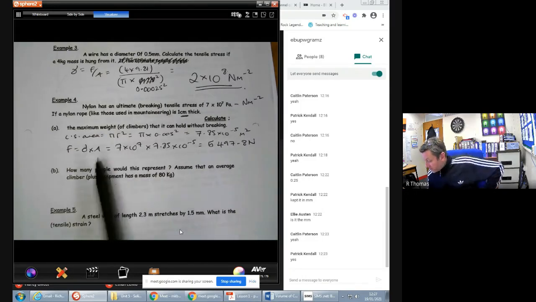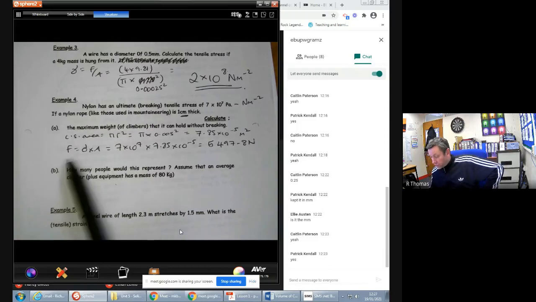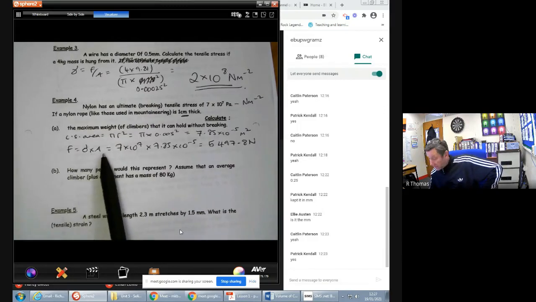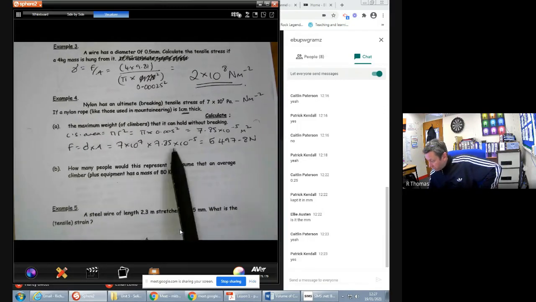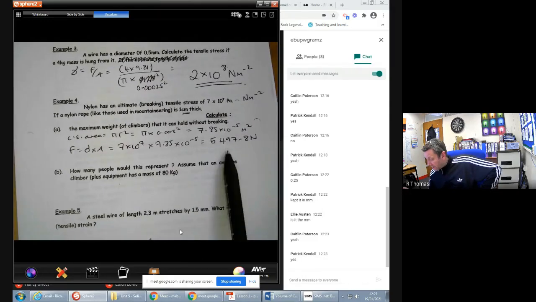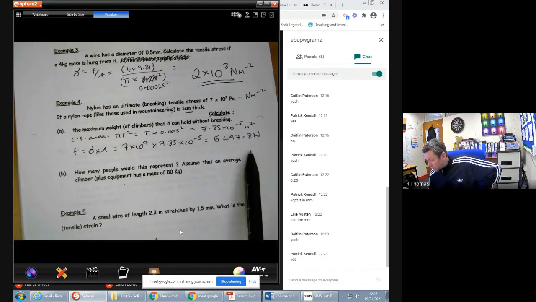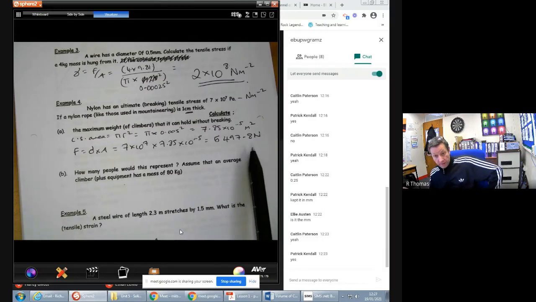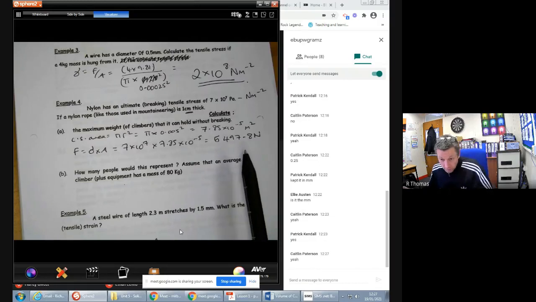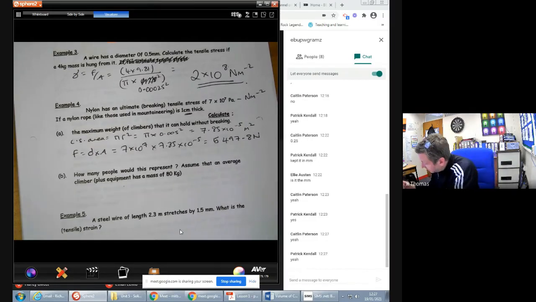If stress is force divided by area, then force is the stress times the area. They give us the stress, I worked out the area, I multiply them together, and I get that in newtons, right? So that's the maximum weight that it can hold without breaking. Anybody agree with that? Awesome. Thank you, Caitlin.